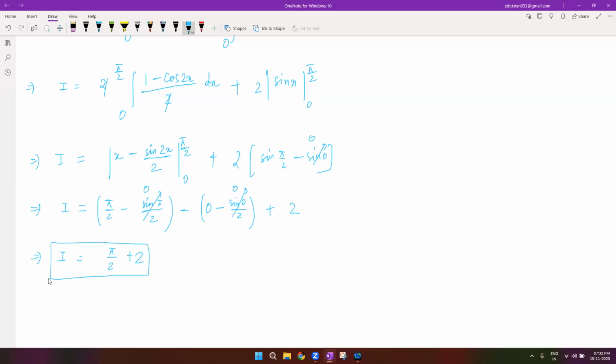That is how we can use our eighth property. Just have to check whether the function is even or odd.